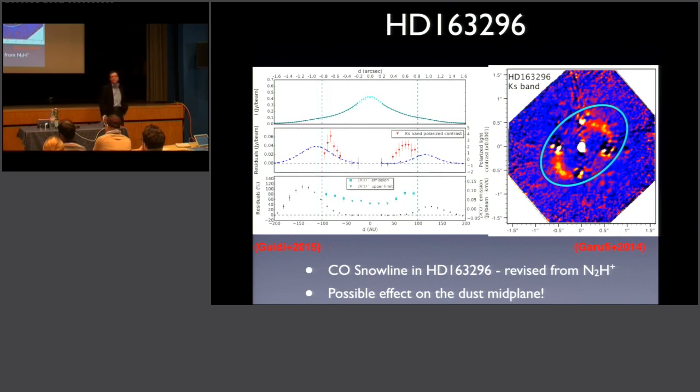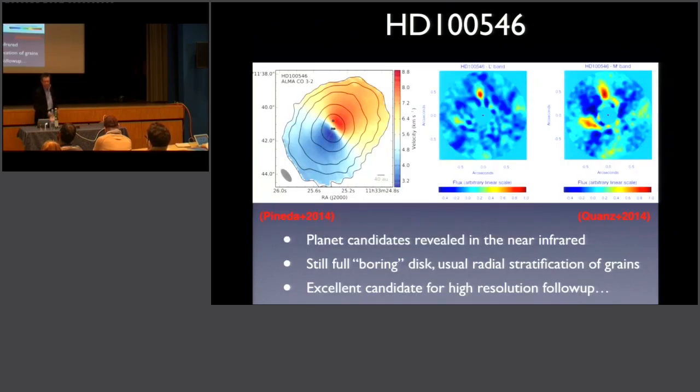So this might be connected with an effect of accumulating the dust or growing the dust or heating the dust near the snow line, which is something that is still ongoing. But these are preliminary results. We are still waiting for additional data to confirm the nature of this emission.